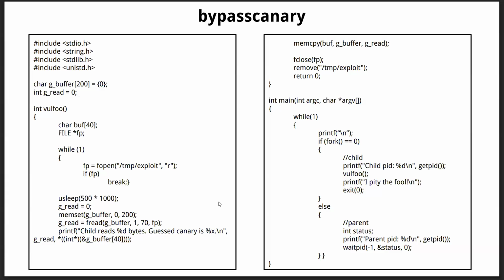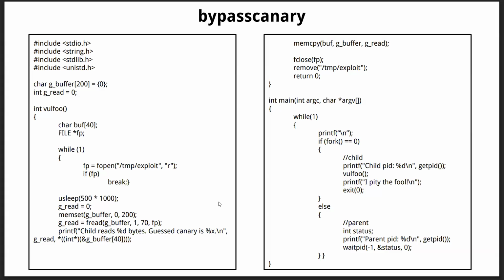The parent process doesn't do much. It will just monitor if the child is dead. If not, wait. Otherwise, fork the child again. The child will call val_foo. That's it. Val_foo has a buffer of 40 bytes, and this program is compiled with Canary. It also has a local variable, a file pointer, and then it has a big loop as well.